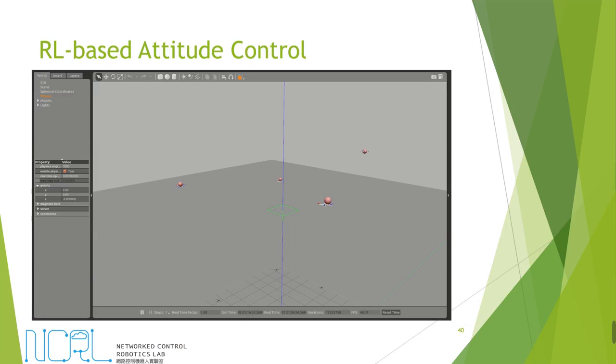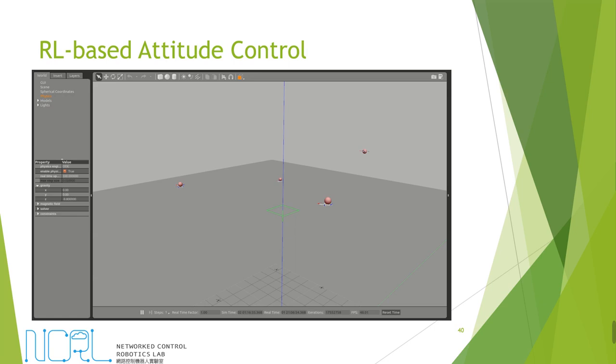Not in this one. In this one, the signal input to the network is the position and altitude of the UAV, as well as the target position. That's all the signal we have for the network. And the output of the network will be the velocity of the four propellers.